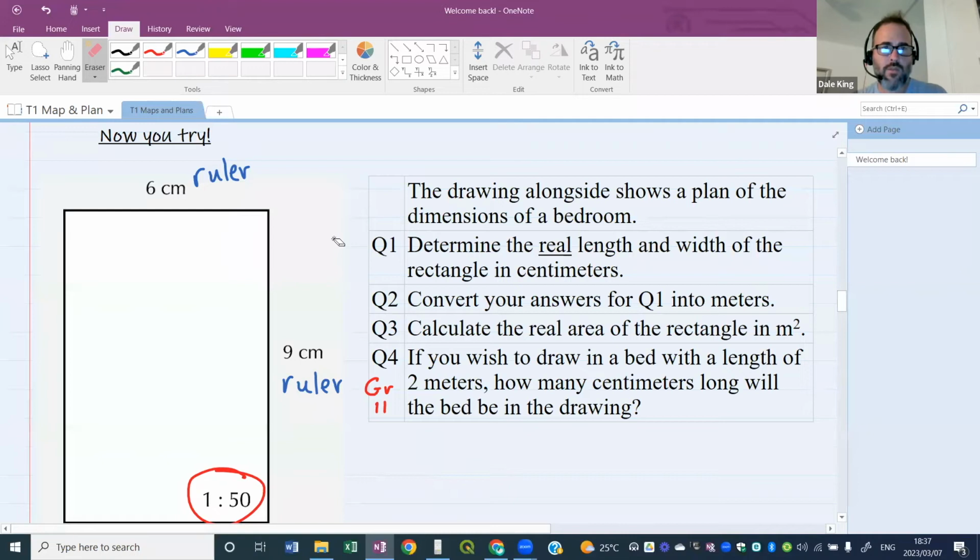So there's the information for you. Question 1, we're going to do that one first. Just question 1, and I know people are already doing it. Determine the real world length and width of the rectangle in centimeters. The real length and width of the rectangle in centimeters. Off you go.